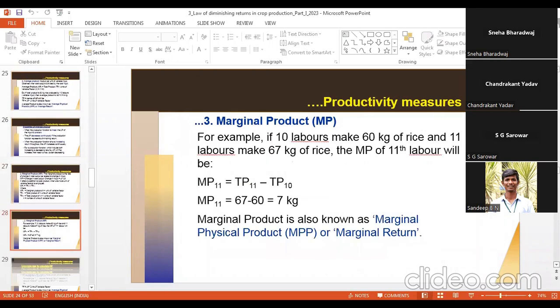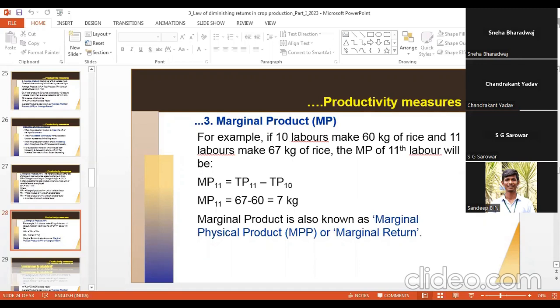Here one example is given to you. If 10 laborers produce 60 kilogram of rice, and 11 laborers produce 67 kilogram of rice, the MP of the 11th laborer will be: MP 11 is equal to TP 11 minus TP 10. So 67 minus 60 is equal to 7. So this is how you can calculate MP. Marginal product is also known as marginal physical product or marginal return.